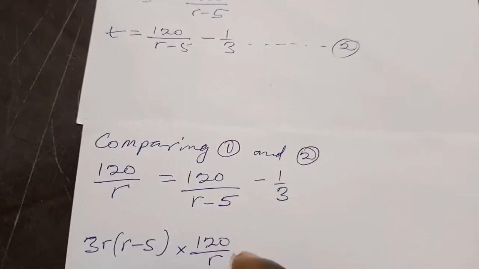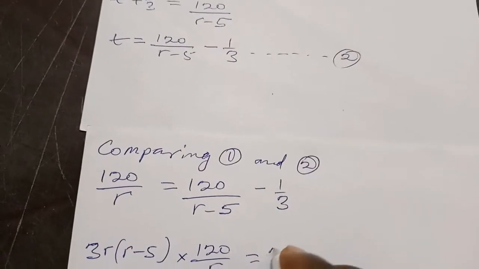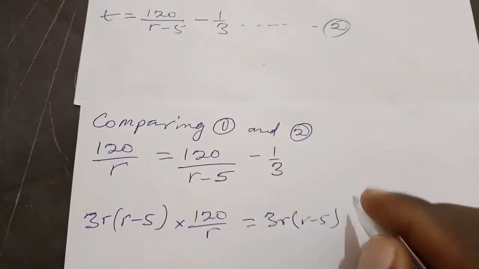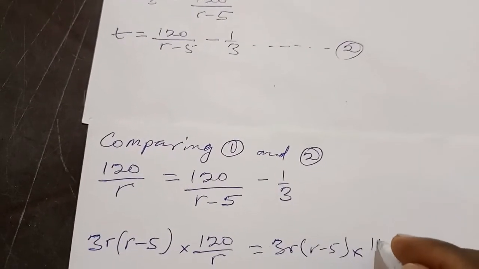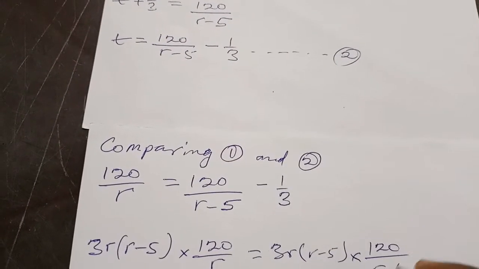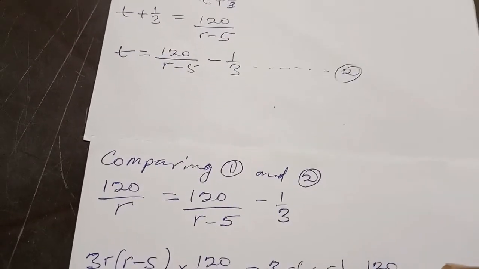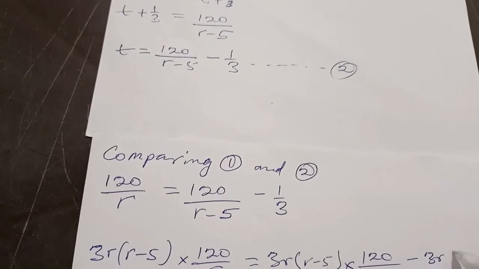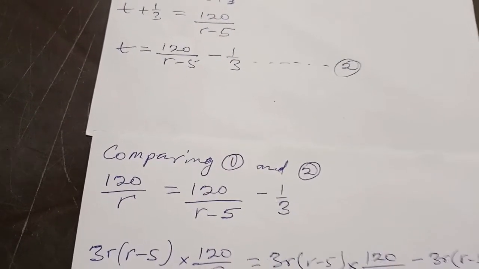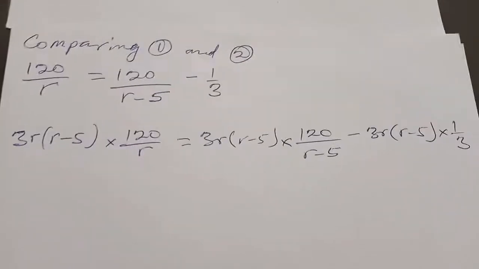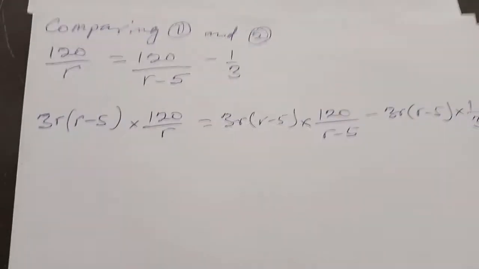So that will be this times 120 over r equals 3r times r minus 5 times 120 over r minus 5, then minus 3r times r minus 5 times 1/3.